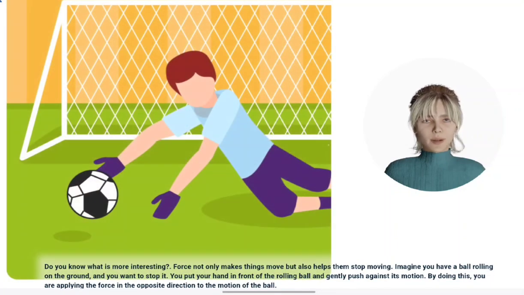Do you know what is more interesting? Force not only makes things move but also helps them stop moving. Imagine you have a ball rolling on the ground, and you want to stop it. You put your hand in front of the rolling ball and gently push against its motion. By doing this, you are applying the force in the opposite direction to the motion of the ball.